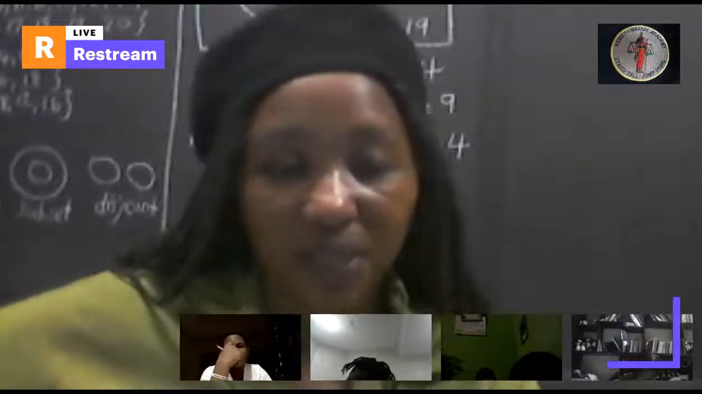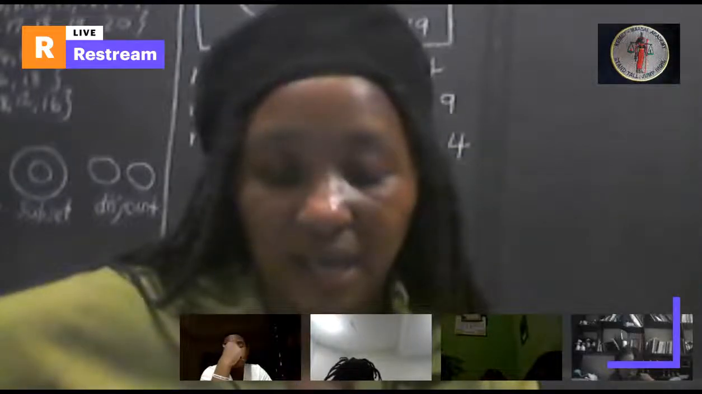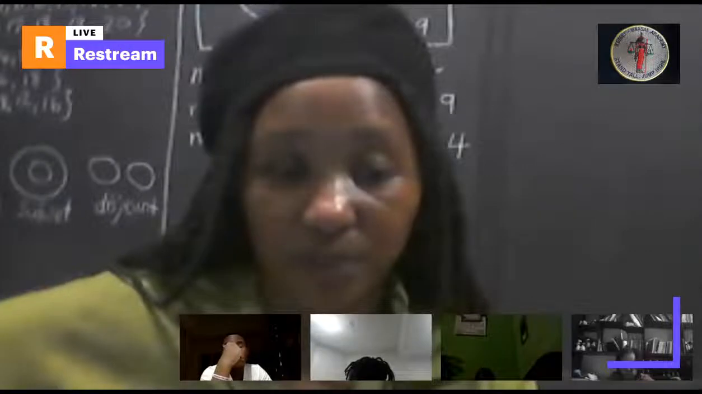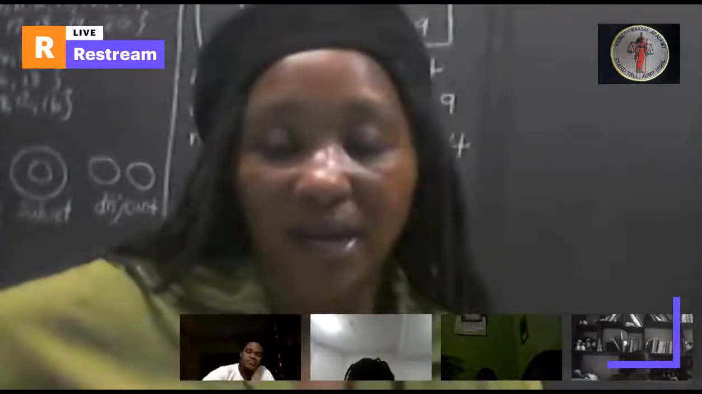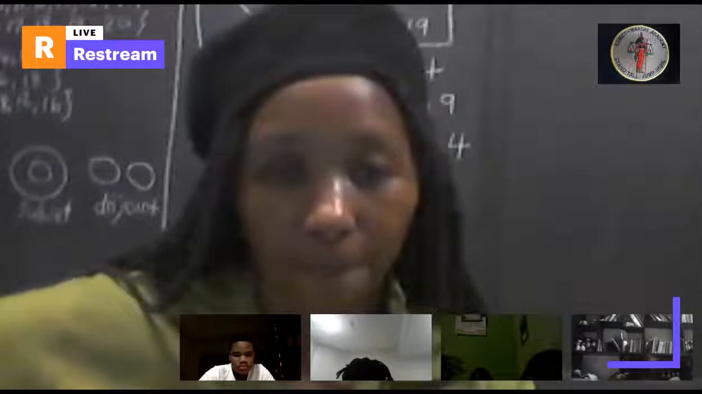So 3x plus 6 is equal to 2x plus 10. Ignore the x in the intersection because it's common to both of them. So at this point, solve that equation and tell me what x is. Miss, I got 4. X equals 4.